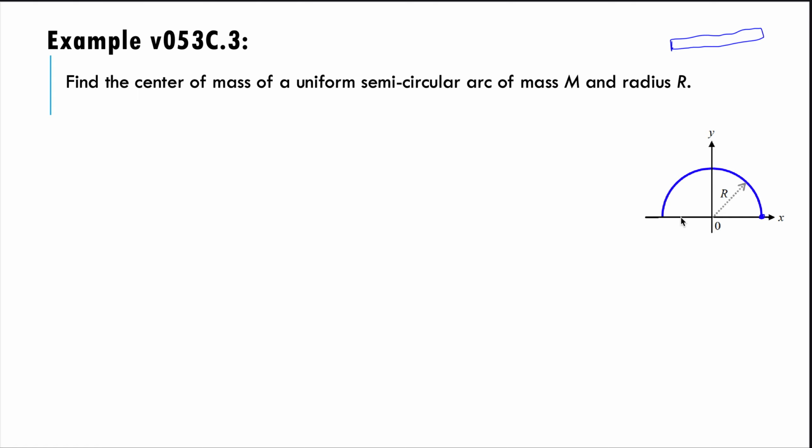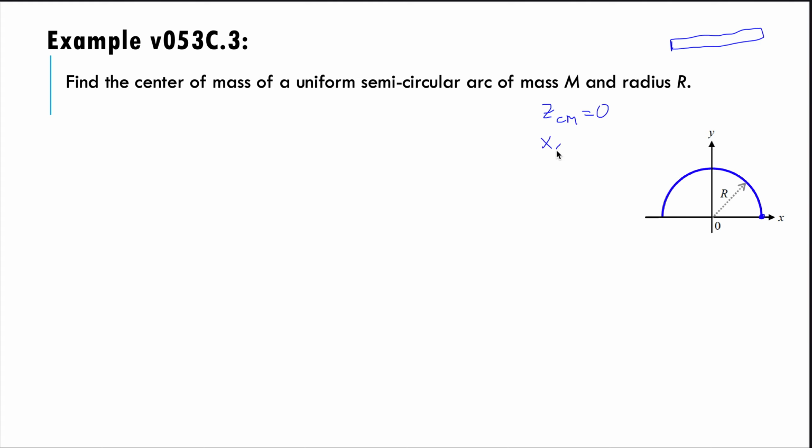The first thing to do when doing any of these types of problems is to think about whether there is any symmetry in this problem, because this can help us find some of the coordinates for the center of mass. First of all, this half ring is on the xy plane, so we know that the z coordinate of the center of mass is going to be 0.